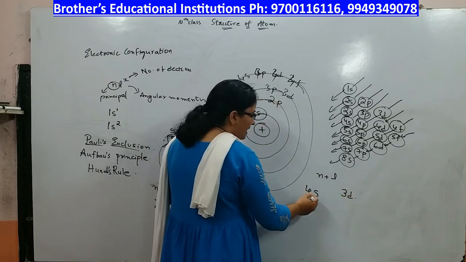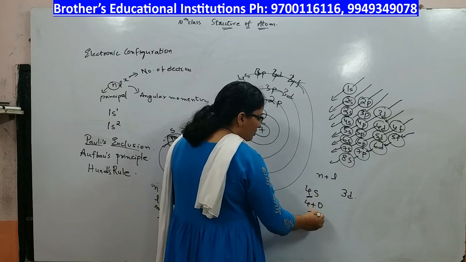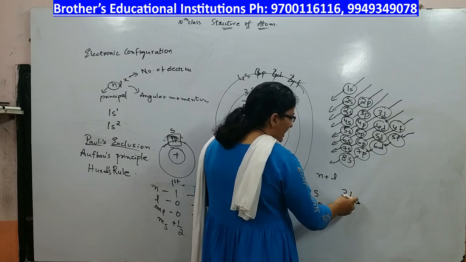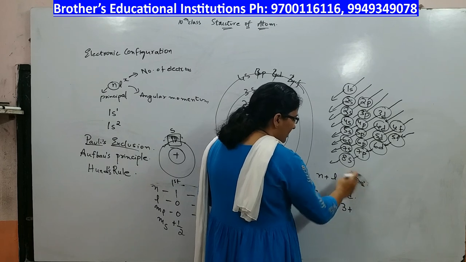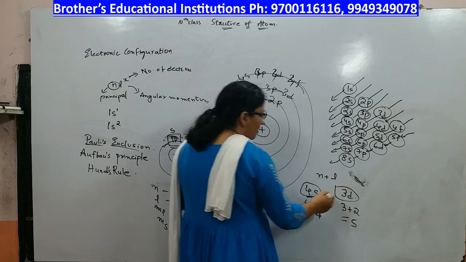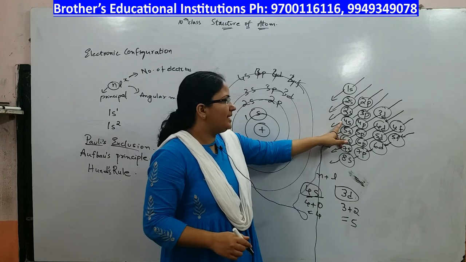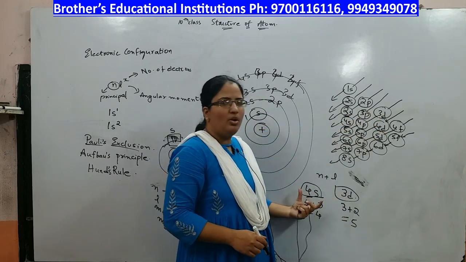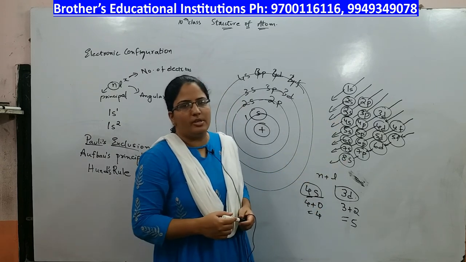Here n value is 4, L value for s is 0, so the value is 4. Here it is 3, and the L value for d is 2, so it is 3 plus 2, which is 5. So among 4s and 3d, 4s has a lower n plus L value, which is why the electron first goes to 4s, then goes to 3d, which has a higher n plus L value compared to 4s. This is how the filling up of electrons takes place, and this is called Aufbau's principle.